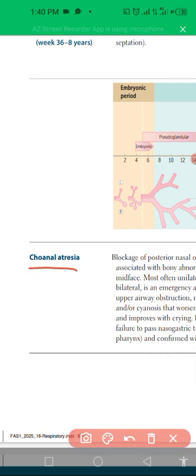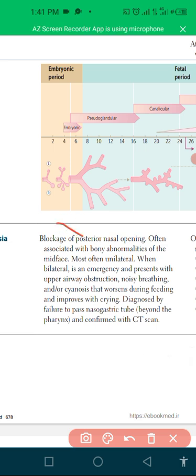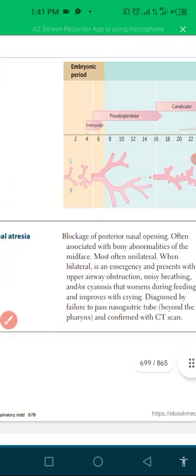Now there is a term that is choanal atresia. What is choanal atresia? It is blockade of the posterior nasal opening. Atresia means failure to canalize, often associated with bony formation, abnormal midface, and mostly unilateral. When bilateral, it is an emergency, presenting with upper airway obstruction, noisy breathing, cyanosis because of hypoxia, worsening during feeding, and improving during crying. It is diagnosed by failure to pass an NG tube beyond the pharynx and confirmed with a CT scan. So in this way we can diagnose choanal atresia.